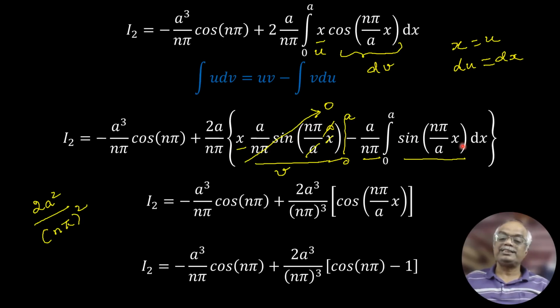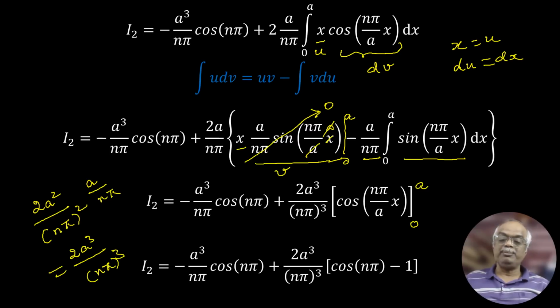Then if you integrate sin x, you will get cos(nπx/a) divided by π/a, which is equal to, again, a divided by π; nπ will come. So this can be written as 2a³ divided by (nπ)³. So I have taken this 2a³ divided by nπ whole power cube. Here you have to apply the limit 0 to a.